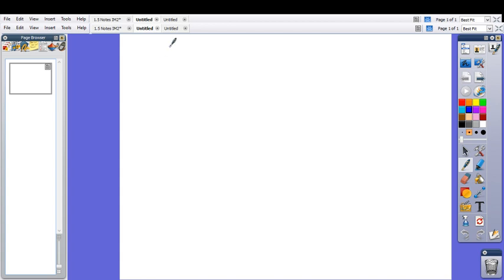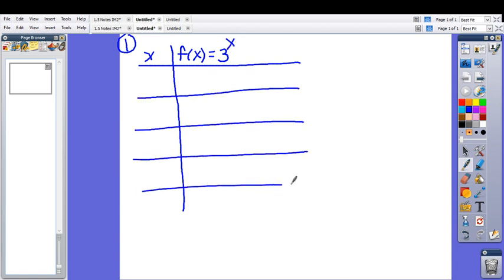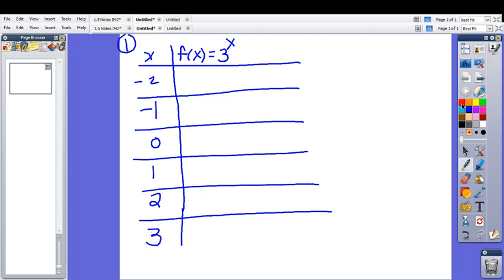Okay, so let's make a table. I'm showing you the first one. This is your x, and this will be your f of x, which is nothing but 3 to the x power. Now the values we are picking are -2, then -1, 0, and then 1, 2, and 3.